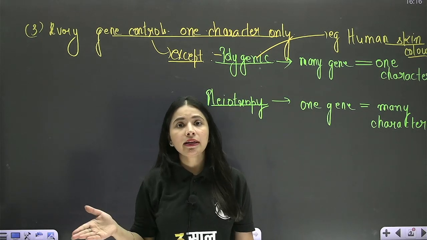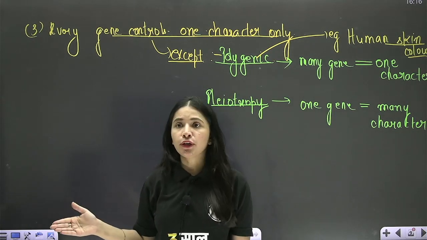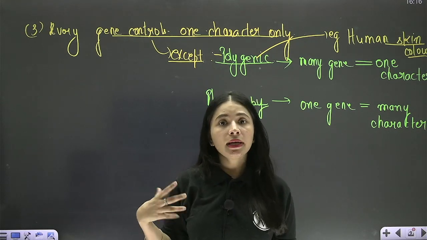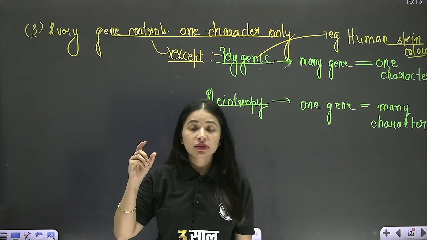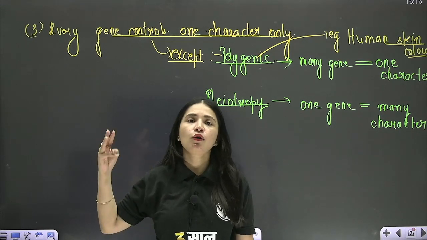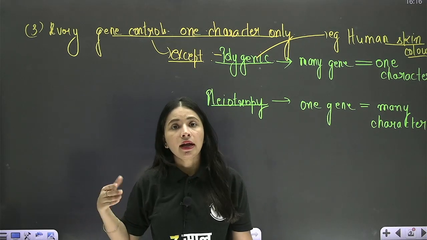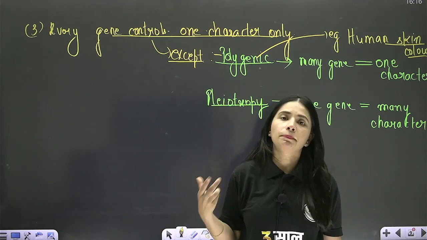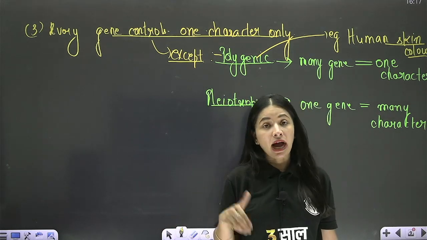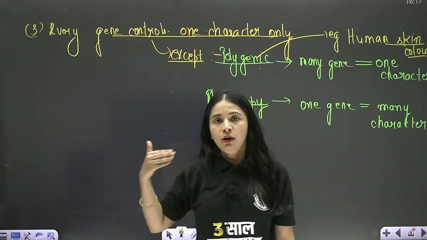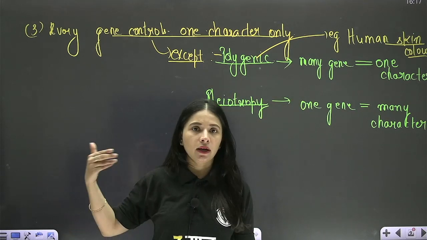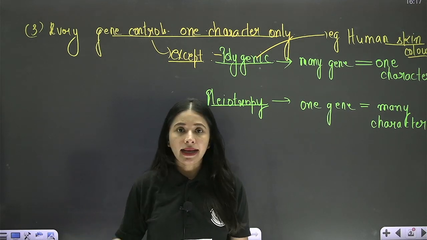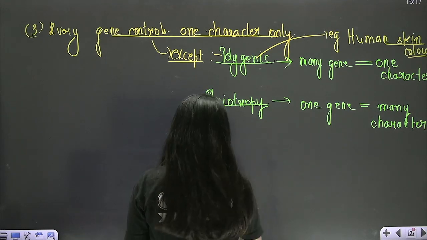All these different phenotypes, or this different range of human skin color, is actually a polygenic effect controlled by three pairs of genes. Here the number of dominant alleles is responsible for the amount of melanin produced. So if you have more dominant alleles, more melanin will be produced, and accordingly your skin color will become darker. And the examples of pleiotropy are again so many.